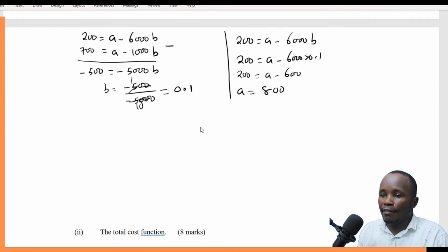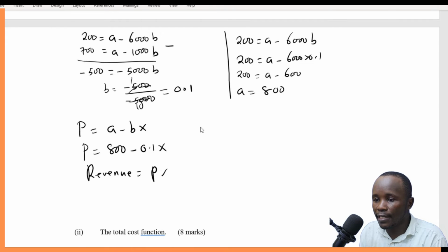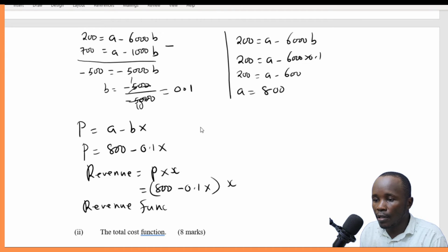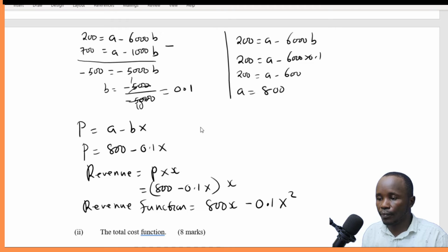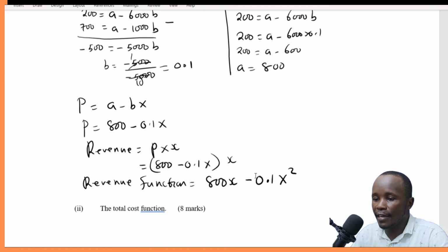Now, once you get the value of A, I can complete the value for price. Price was A minus Bx. And price is 800 minus 0.1x. But we are looking for revenue. Revenue is equals to price times X. My price here is 800 minus 0.1x. I multiply everything by X. So the revenue function becomes 800x minus 0.1x squared. 800x minus 0.1x squared. I hope you have understood up to that point. That's how we find the revenue function.